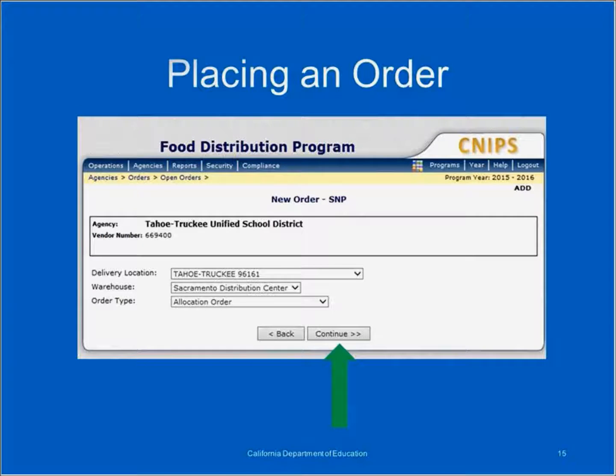Select the appropriate delivery location for this allocation in the Delivery Location drop-down box. The warehouse will default to the State Distribution Center that you receive your USDA food orders from. Next, select Allocation Order from the Order Type drop-down box. Select Continue to proceed to the Allocation Order screen.